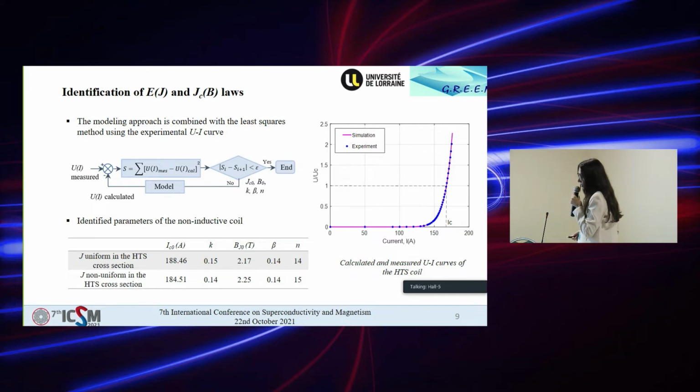In this table, I show the results of the identified parameters for a uniform and non-uniform current distribution in the coil cross-section. As expected, the zero-field critical current is significantly affected by the non-uniformity of the current distribution. This results from the power minimization criterion.